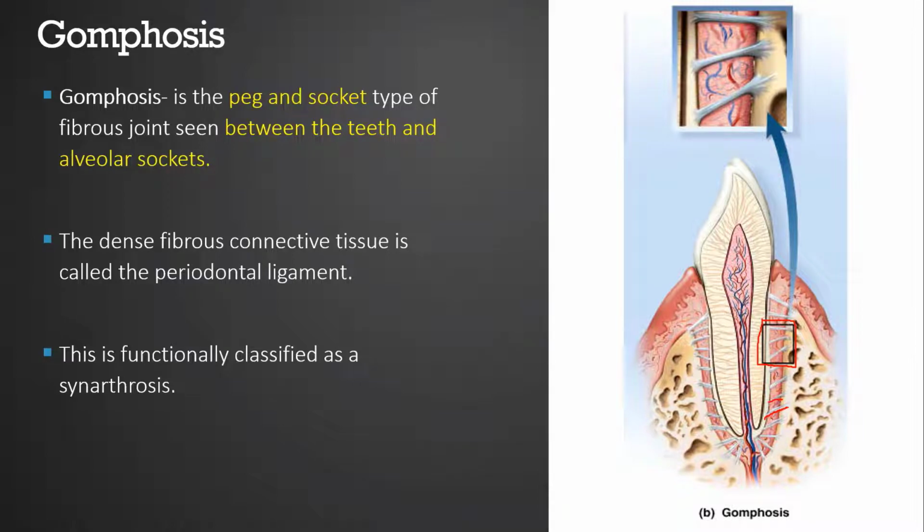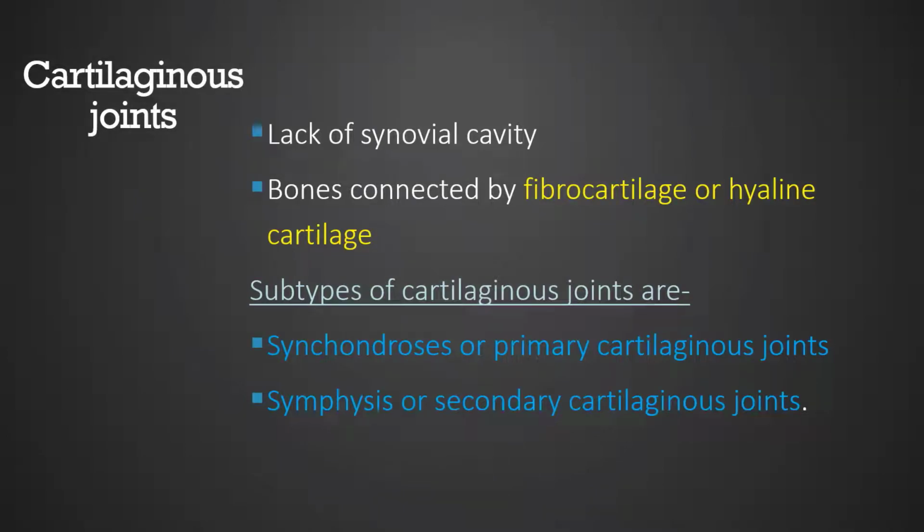In cartilaginous joints, the bones are joined by the help of cartilage, and there can be any type of cartilage, either hyaline cartilage or fibrocartilage or any other type. I've talked about the cartilage and its type in our previous video on cartilage, so you can go through it once. The cartilaginous joints can be further divided into either primary cartilaginous joint or a secondary cartilaginous joint.